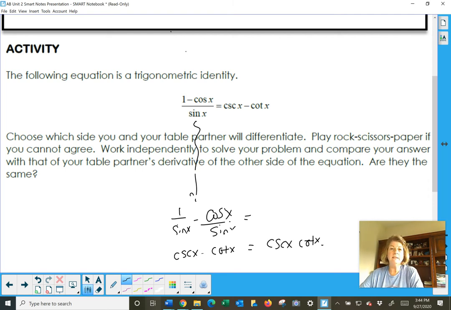The homework for today is a worksheet covering tangent, cotangent, secant, cosecant. Have fun with that.